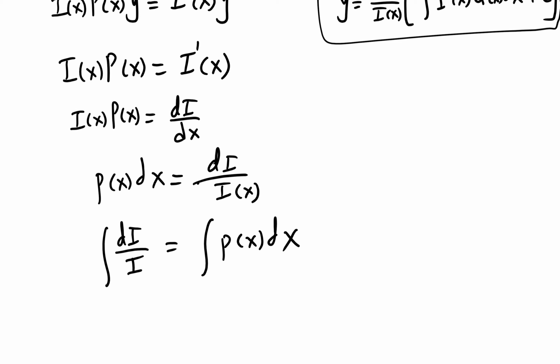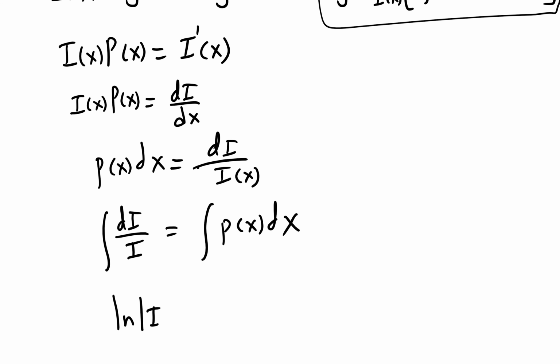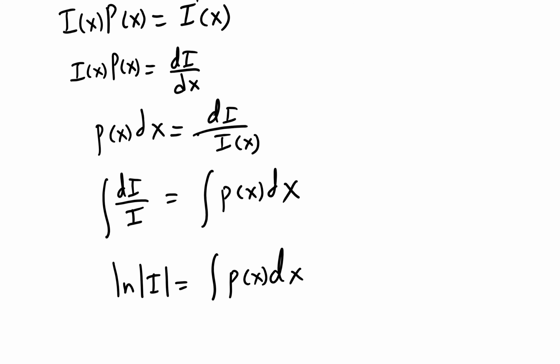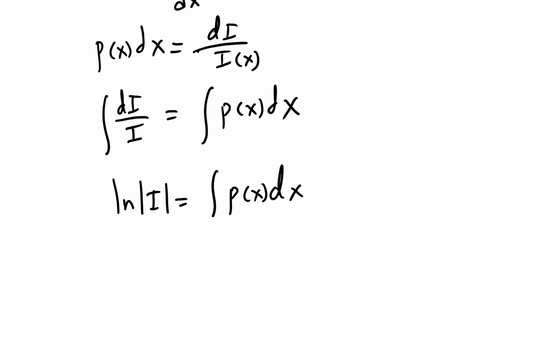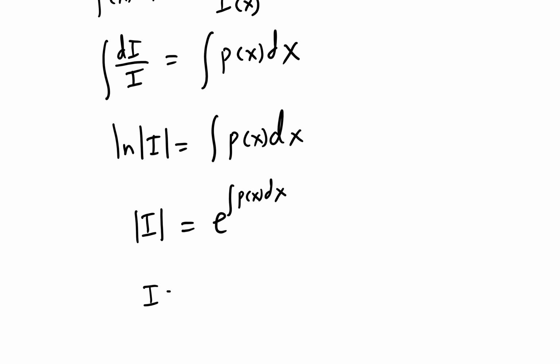So what's the integral of that one? This is natural log of absolute value of I equals, we don't know what that is. Remember, I want to solve for I. So what I can do is, I here, you can drop this, e to the integral of that dx. I here, if I want to solve for I, is going to be plus or minus that, right? Plus or minus that. So you can do plus or minus e to that thing.